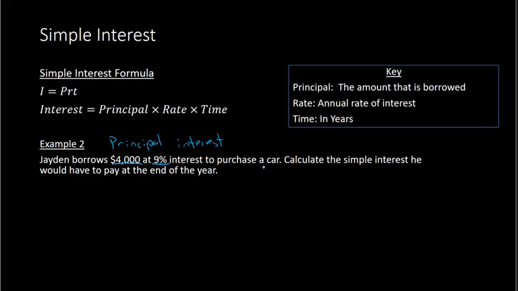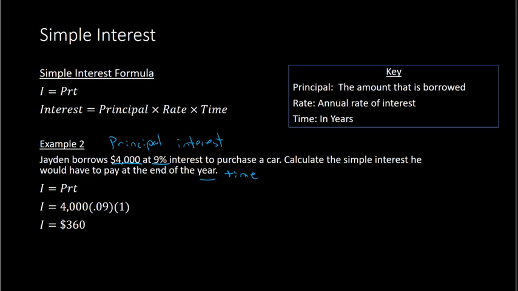And this borrowing of money is for a year. How much would you have to pay at the end of the year? So it's 1 year, and that's going to be his time. I take the $4,000, multiply it by 9%, or 0.09, and multiply by 1 because it's 1 year. When I do that, I get $360. So notice that Jaden would have to pay $360 extra at the end of the year.